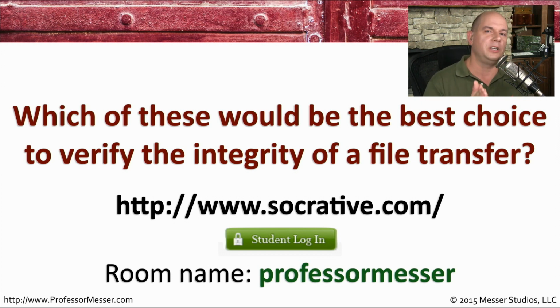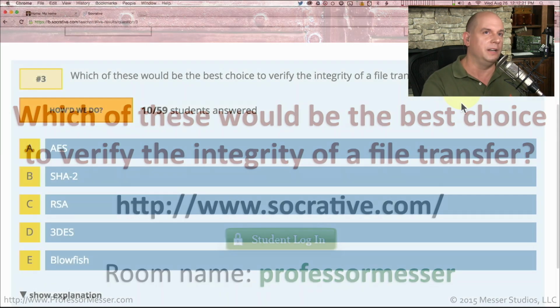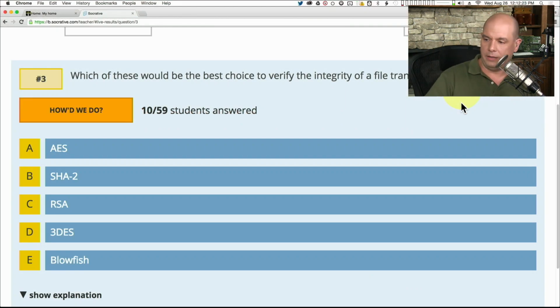So you've got a few options available. You first have to know what would help you verify the integrity of a file transfer, and then you have to choose the best choice that might be here. And I have a number of options for you, of course. No Googling. Don't do that.